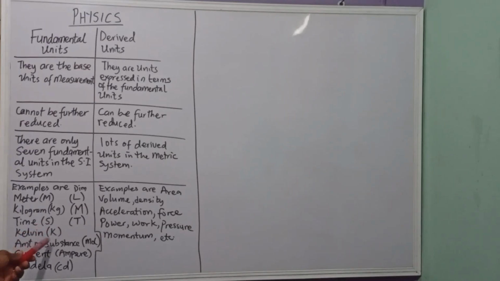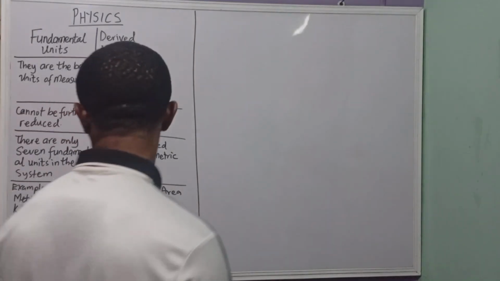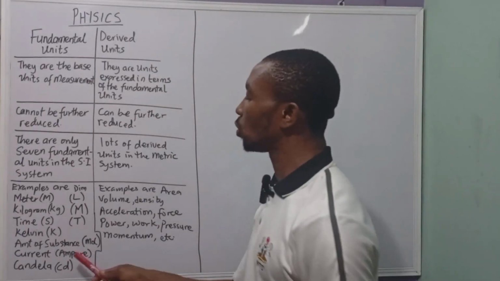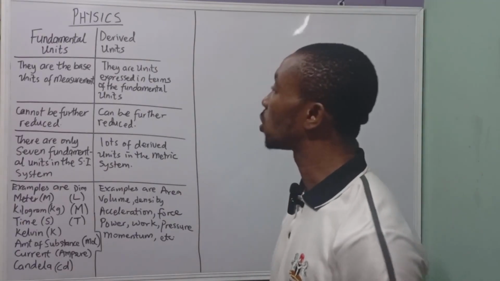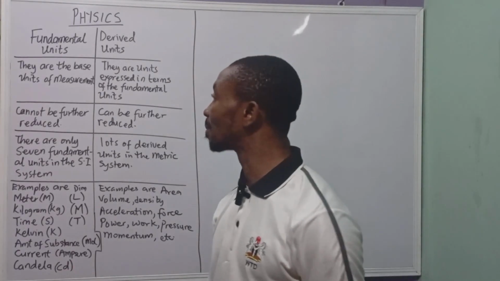Kelvin, the unit is K, representing temperature. Amount of substance, its unit is moles. Then we have current, whose unit is amperes, and candela, whose unit is written as cd.